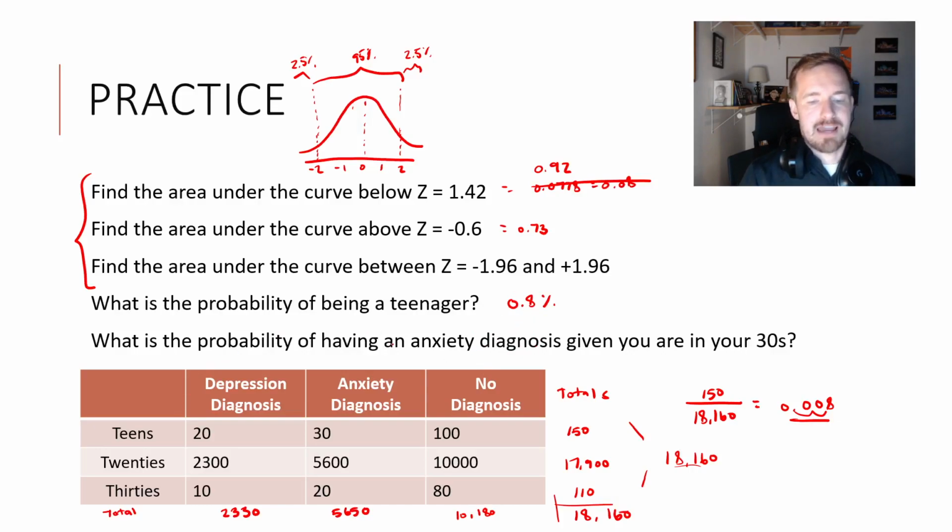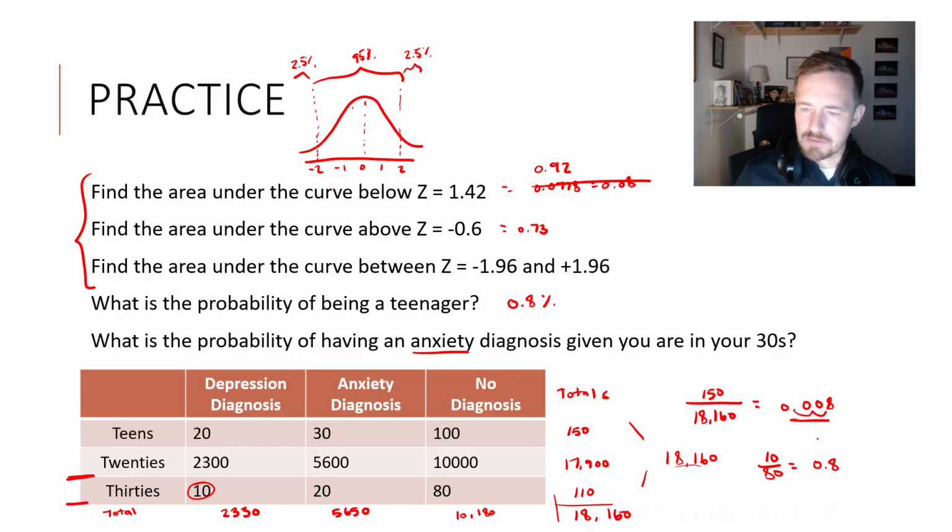What is the probability of having an anxiety diagnosis given that you were in your 30s? So how would I answer this? If I know that we're in the 30s, then we're just going to be looking at this row right here, analyzing this stuff right here. So what's the probability of having an anxiety diagnosis? I'm going to be focusing on this in my 30s. So I am going to do 10 divided by the total number of folks that are in their 30s, because that's a given, and that's 80, and that's going to give me 0.8.